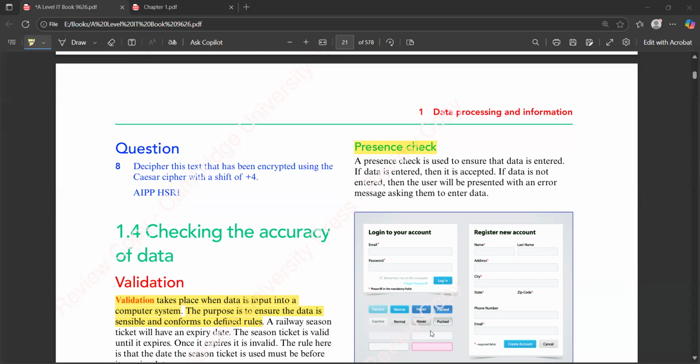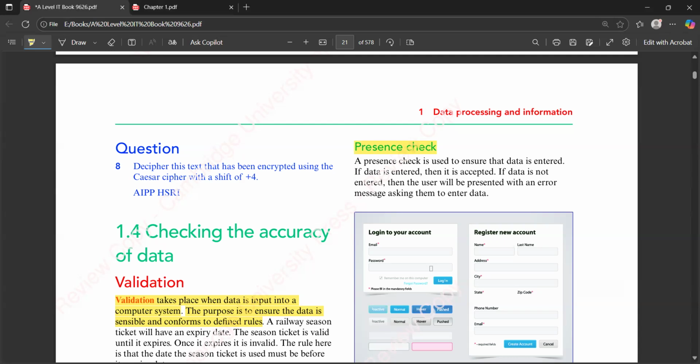Yes, as the name says, it is basically about a presence check. A presence check is going to make sure that the data you have entered is present. So if data is entered, then it will be accepted.